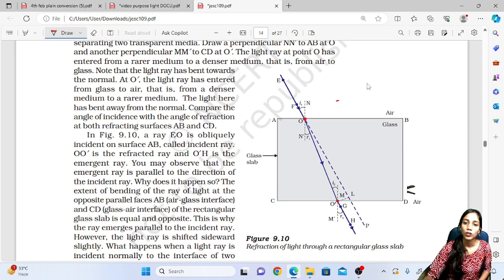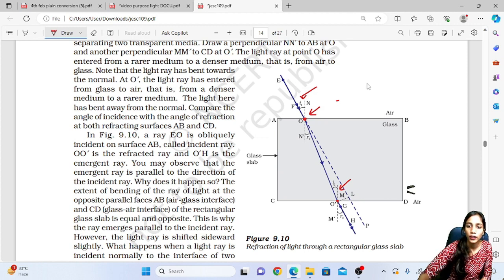Now what happens over here? Wherever O is, at that point you have to draw one normal, this one N to N dash, and wherever O dash is, you have to draw the normal M to M dash. Now this is the first incident ray, which is incident on a surface. It forms an angle of incidence with the normal, so this is the first angle of incidence.